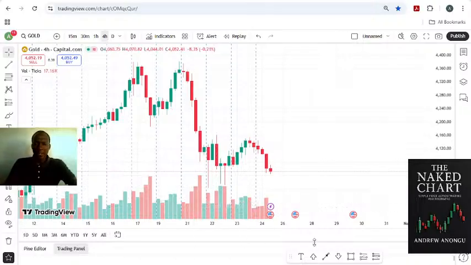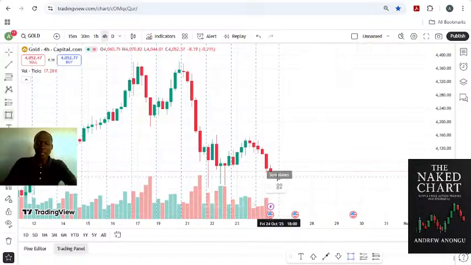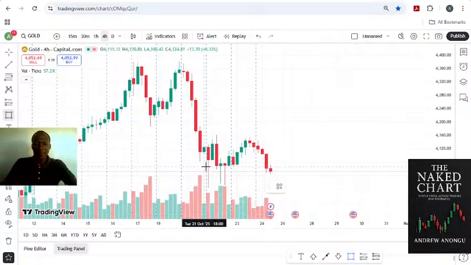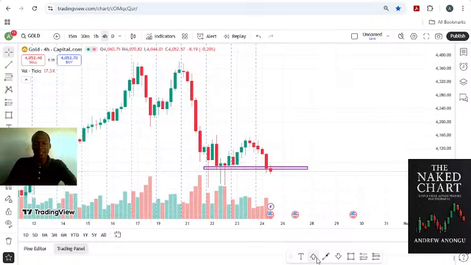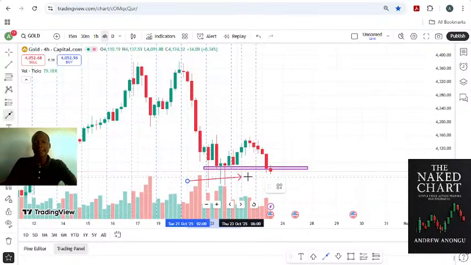So remember, we always start our analysis on the higher time frame because we are day traders. We start the analysis using the 4-hour time frame. The first thing we want to do when we come to our chart is to mark out our key levels. So we identify this level. Price was respecting this level. Remember, this is a new analysis.